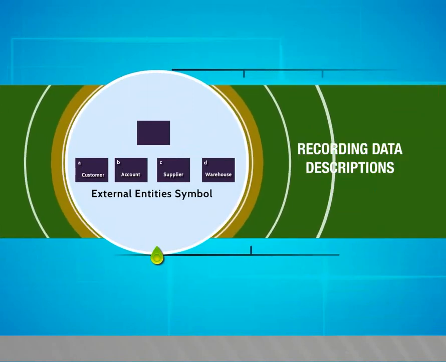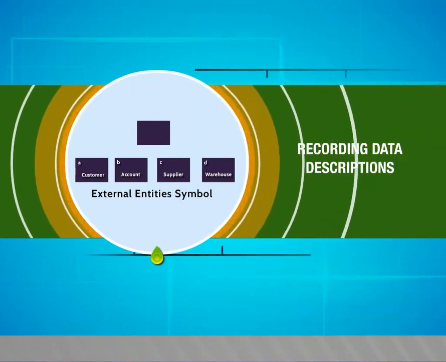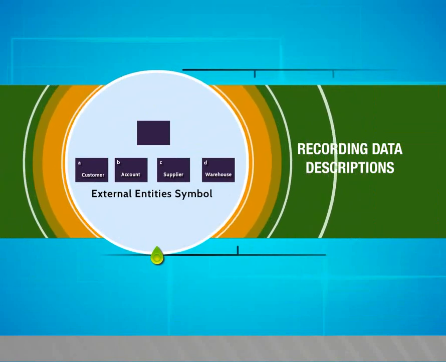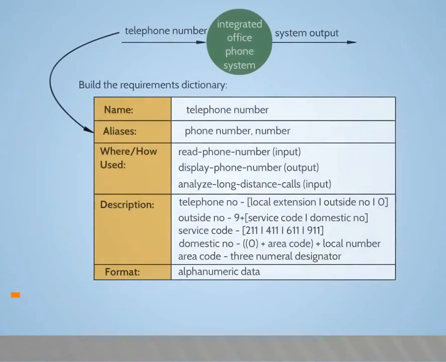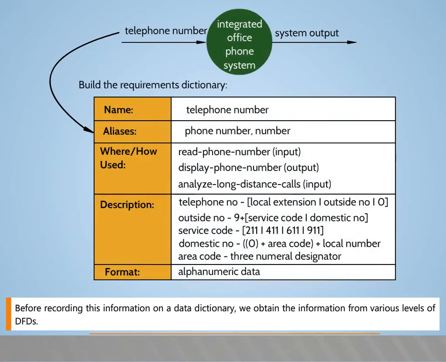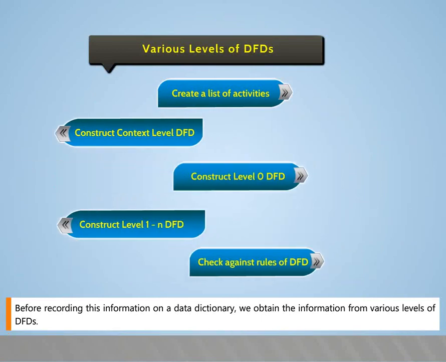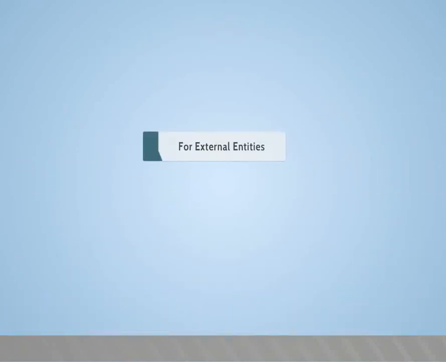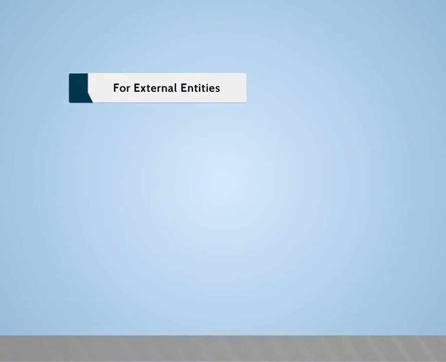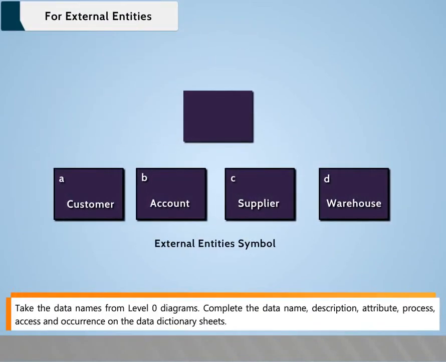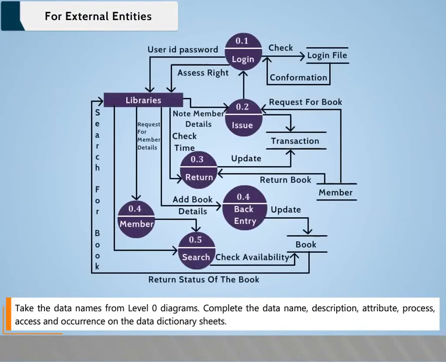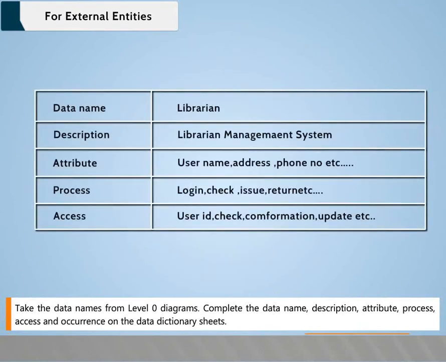Recording data descriptions. In this video, we are going to see about recording data descriptions. Before recording this information on a data dictionary, we obtain the information from various levels of DFDs. For external entities, take the data names from level 0 diagrams, complete the data name, description, attribute, process, access and occurrence on the data dictionary sheets.